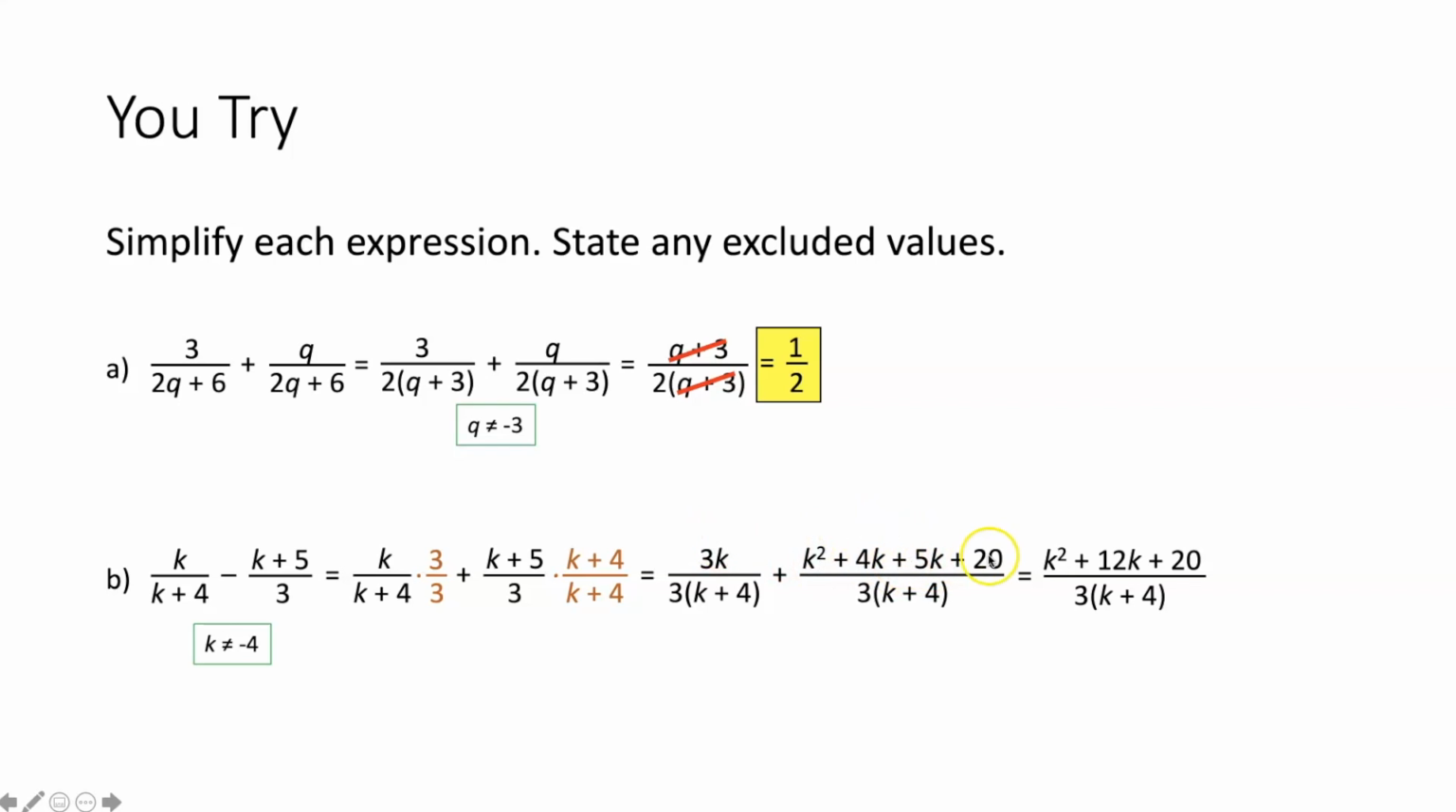And when I add our numerators and simplify, I end up getting k squared plus 12k plus 20 all over 3 times the quantity k plus 4. Now we look up here and we think, is there a way that we can factor this so that something possibly cancels out with our denominator? Yeah, this is a quadratic trinomial, so we can try to use a magic x.